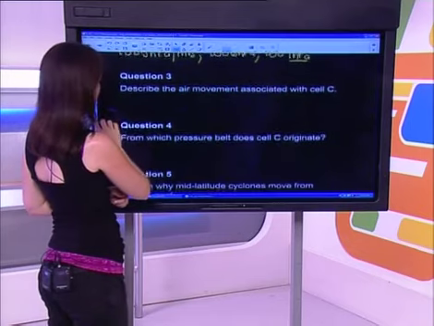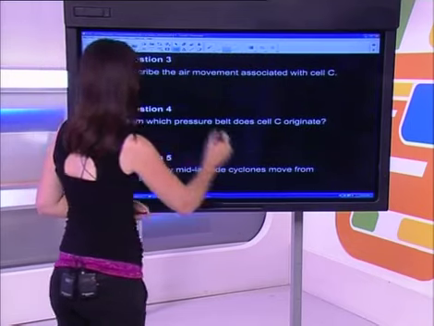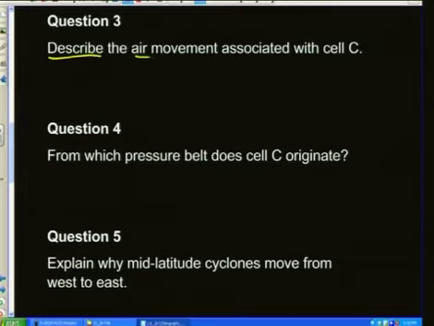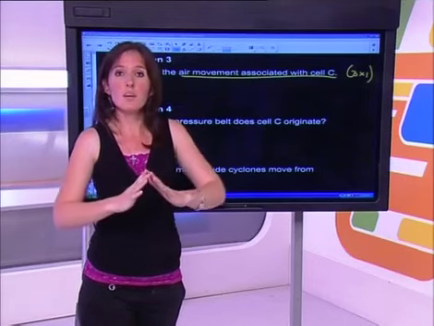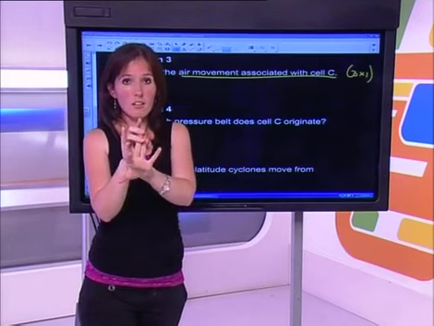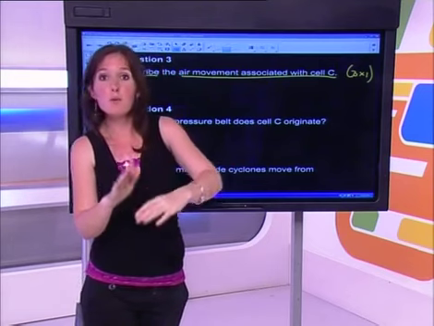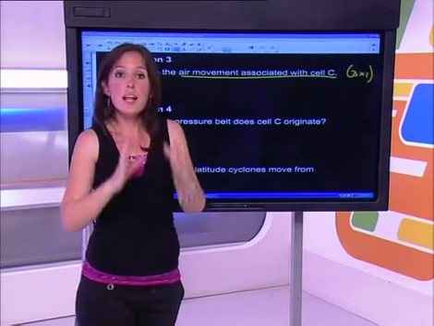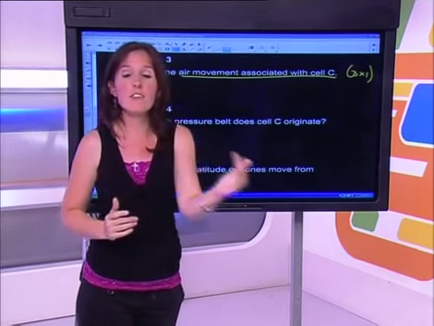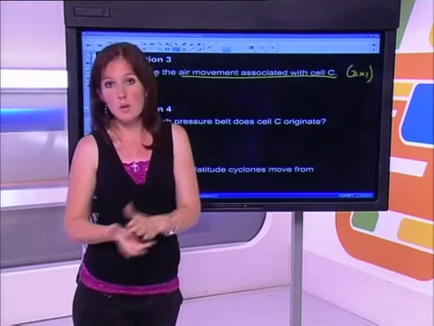We have a look at question 3. It asks you to describe the air movements associated with cell C. Usually it's going to be worth about 3 marks. Okay? And sometimes they even ask you to draw it in a diagram. So you must remember that we're dealing with a low pressure in the southern hemisphere. So you must also see that we have either converging or diverging air in high and low pressures. There is either going to be rising or it's going to be sinking, as well as the rotational movement. We're either going to have clockwise rotation or anti-clockwise rotation.